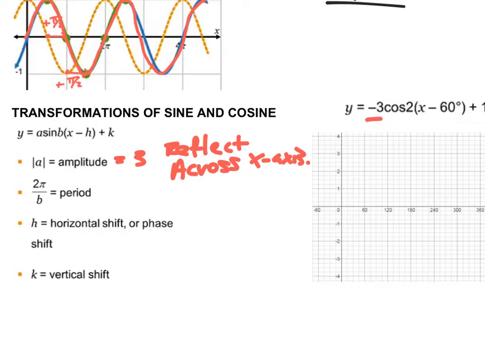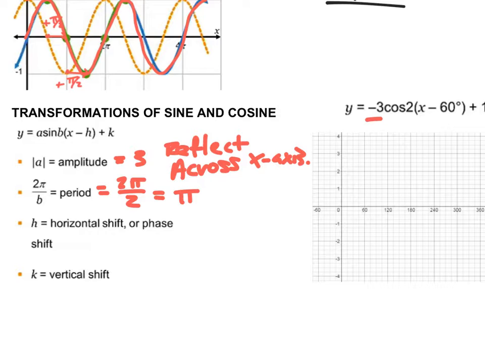We have cosine of 2, so 2 is our b, and that's going to affect our period. So I'm going to do 2 pi divided by b, which is 2. So we're going to do 2 pi over 2, which is just going to give us pi. So our period is going to be pi.